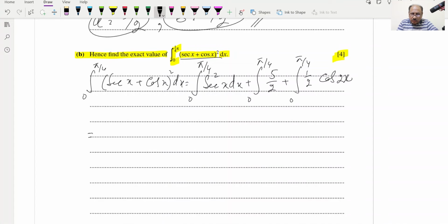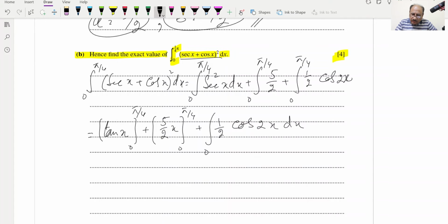Integral of sec² x is tan x, so tan x with limits 0 to π/4. Similarly, the integral of 5/2 will be 5/2 x, with the limits 0 to π/4, plus the integral of 1/2 cos 2x. We have to separately integrate cos 2x dx, and I will keep this one as it is and integrate it further in the next step.